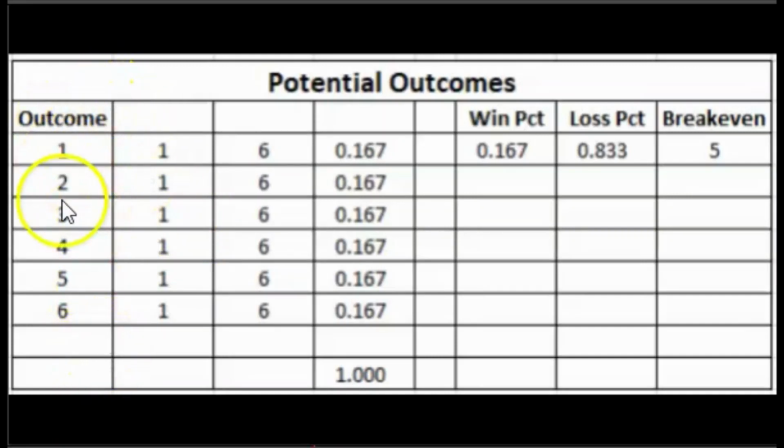So first they would define all outcomes. So the die can land on 1 through 6. The probability of the die landing on any given number is 16.7%, and therefore the probability of the player losing is 83.3%. And you divide 83.3% by 16.7%, and you know the break even is 5 to 1.